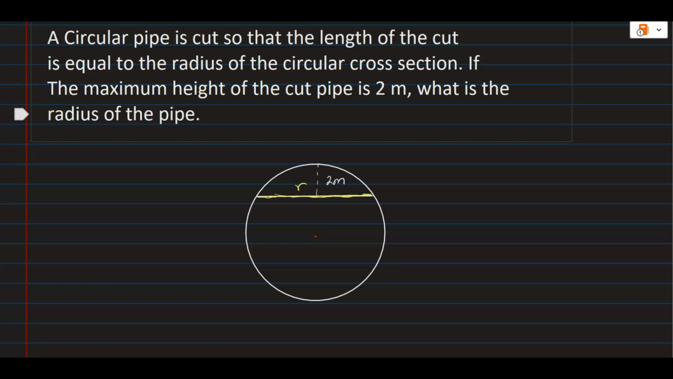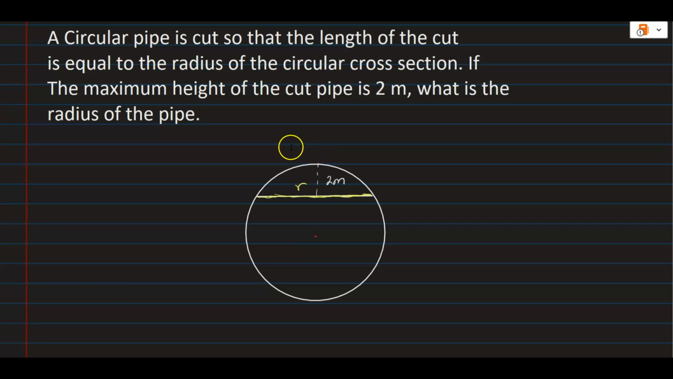All right, let's look at this question. We have a circular pipe that is cut so that the length of the cut, so this is the cut right here, the yellow line here that represents a cross section of the pipe, which is circular, and this length is equivalent to the radius of the pipe, the radius of the circular cross section.